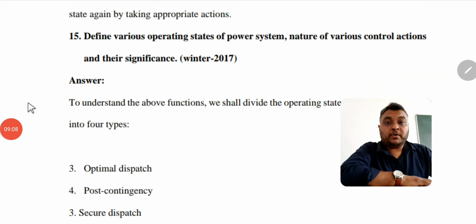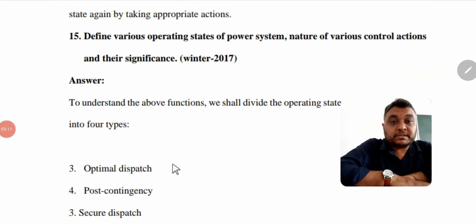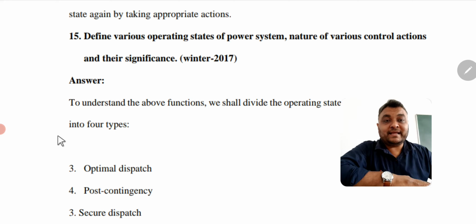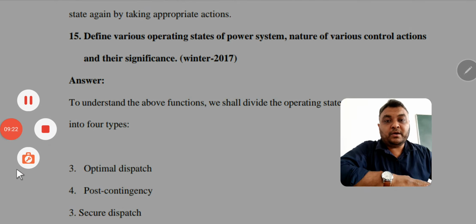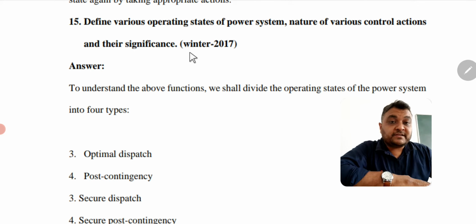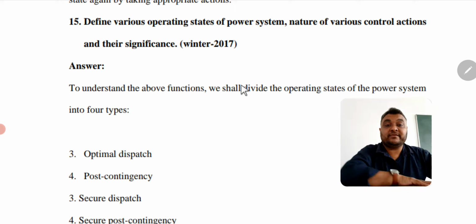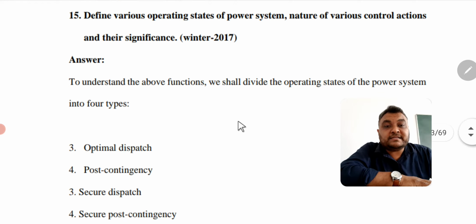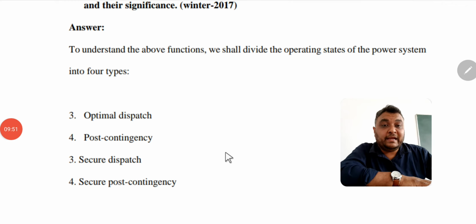Okay, now we will see one more question which was asked in winter 2017: define various operating states of power system and nature of various control actions and their significance. To understand the above, we will first understand the question, that is, define various operating states. First we will discuss the various operating states of the power system and the nature of various control actions. These are the various operating states that we discussed earlier.